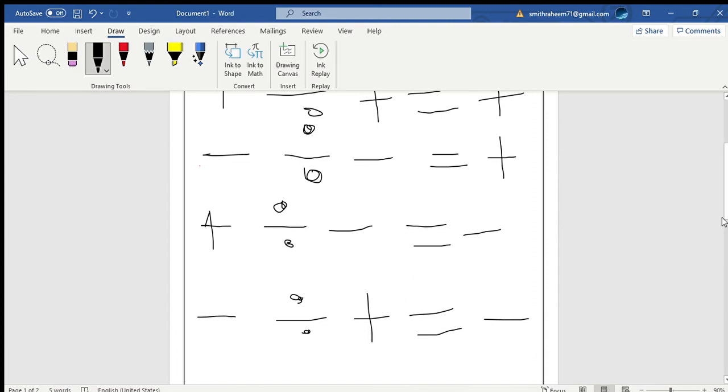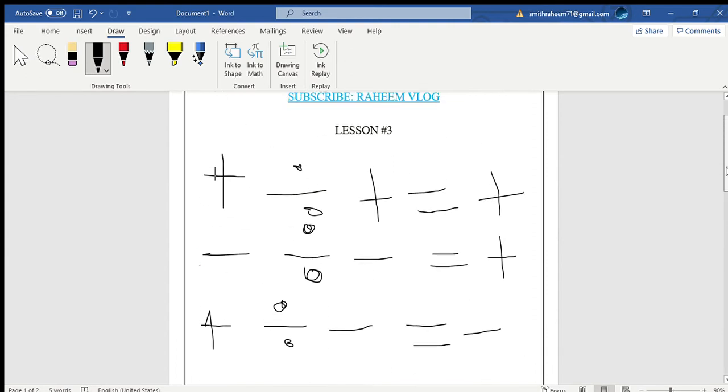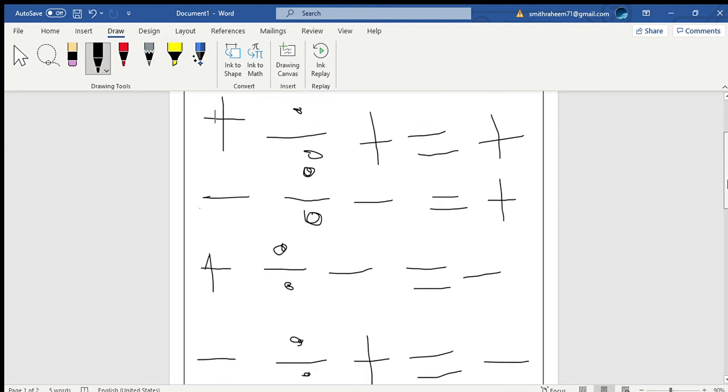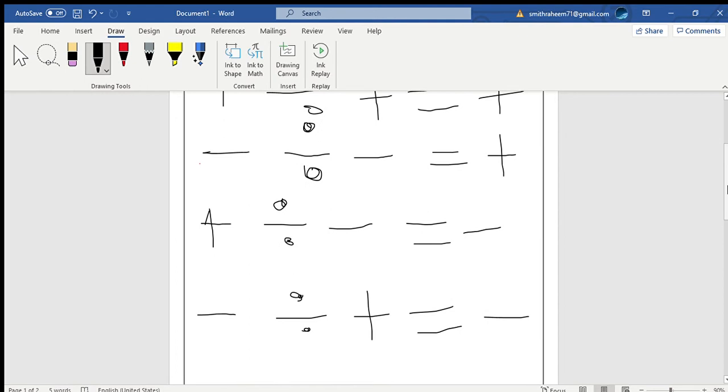Alright, so these are the division rules. Let me repeat them. A positive divided by a positive, your answer will be a positive. A negative divided by a negative, your answer will be positive. A positive divided by a negative, your answer will be negative. And a negative divided by a positive, your answer will equal a negative.